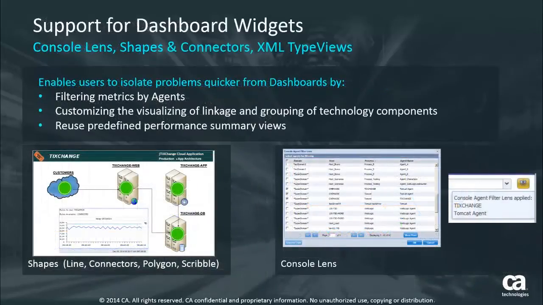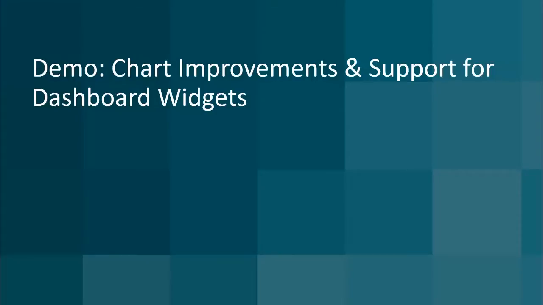We've also added support for dashboard widgets to help support analysts improve the visualization and analysis of monitored environments. Support for the new dashboard widgets in the Web UI includes Lens, used for filtering monitored elements, Line, horizontal and vertical elbow connectors, Line connector, Polygon, and more. Summary type views, known as XML type views, which are a combination of widgets used to summarize selected context, are also supported. Without further ado, let me give you a demo of chart improvements and support for dashboard widgets.